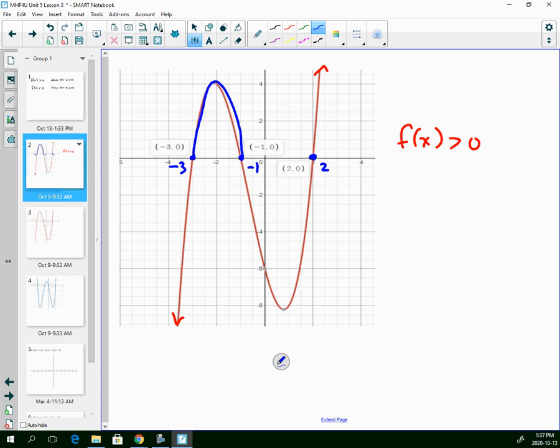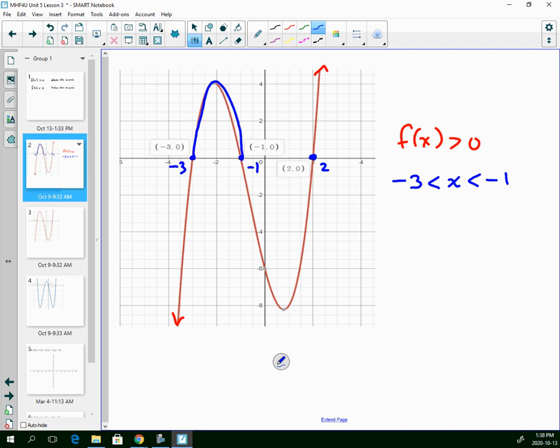So I say it's all those x values that are bigger than -3, to the right of -3, but also to the left of -1, or less than -1. So all those x values between -3 and -1 produce y values that are positive or above the x-axis, okay? And notice that I'm not putting included because we're not talking about the points that are on the line, we're talking about the points that are above or below the line.